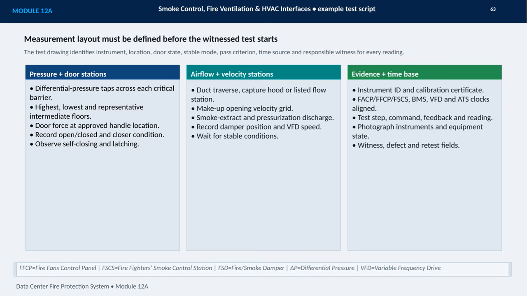Airflow and velocity stations require the selected method to be clear, whether that is a duct traverse, capture hood, or listed flow station. The layout also identifies make-up opening velocity grids, smoke extract and pressurization discharges, damper positions, and VFD speeds. Readings should be taken only after conditions stabilize. Finally, the evidence package must connect each result to an instrument ID and calibration certificate. Align the FACP, FFCP, FSCS, BMS, VFD, and ATS clocks, then record the command, feedback, and reading with photographs, witness details, defects, and retest information.